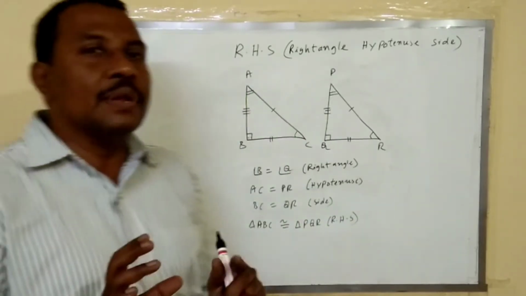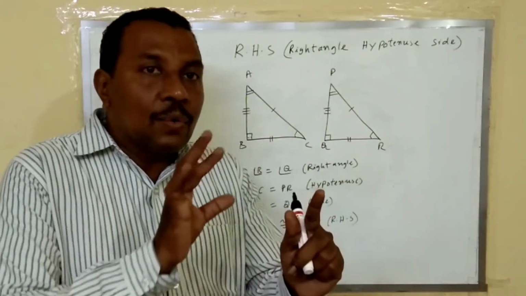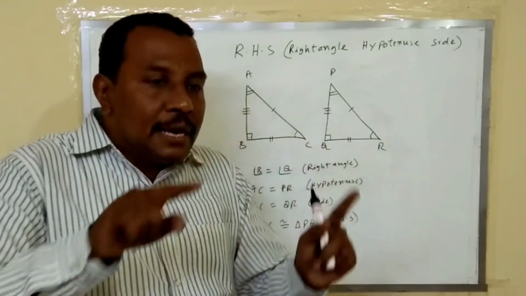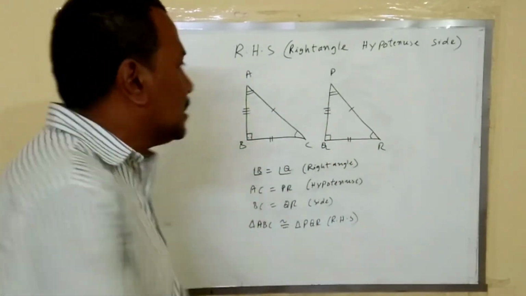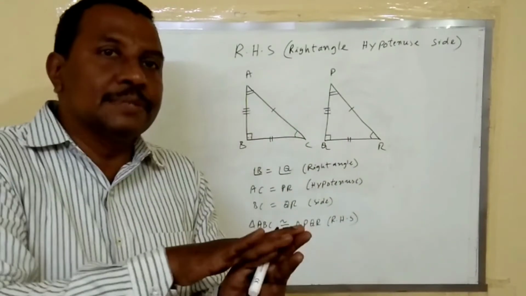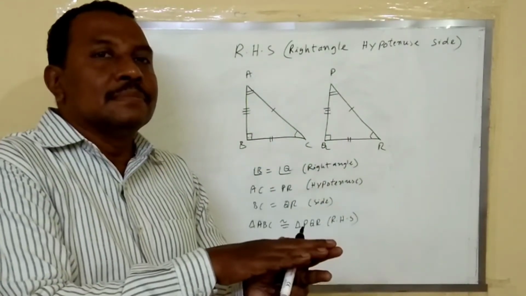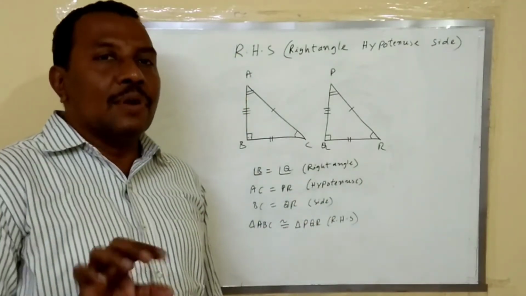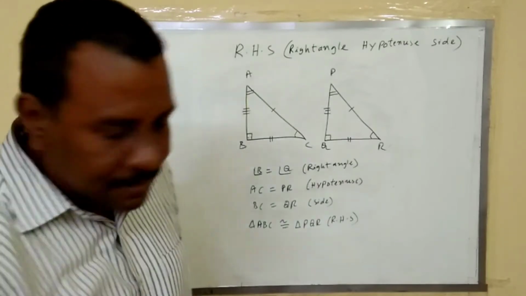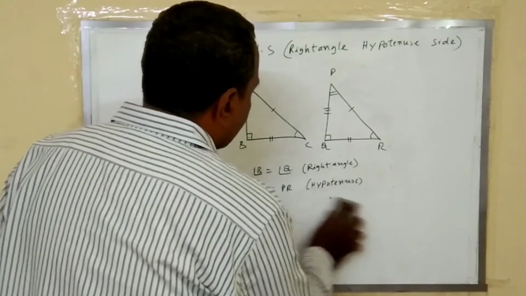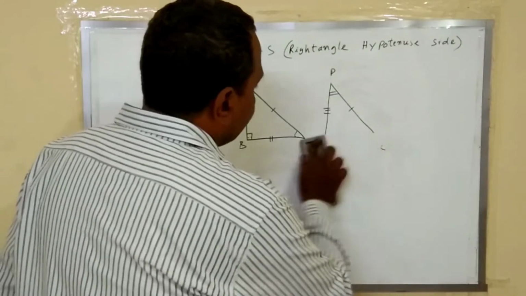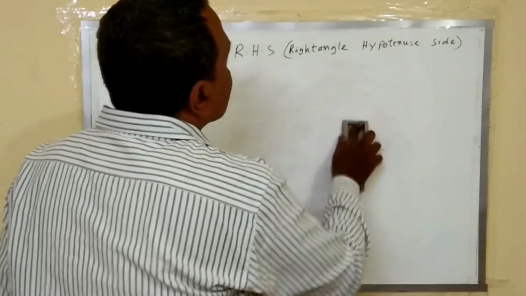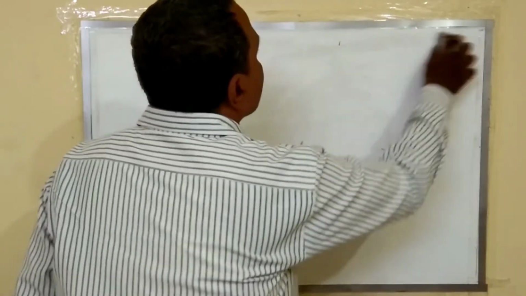So actually, what is congruency? If two triangles coincide, that means if one is kept over the other, it looks like a single figure. If these two triangles are overlapped with one another, it looks like a single triangle. That is what we call congruency. I hope you understood RHS congruency. Now the next topic is similarity.